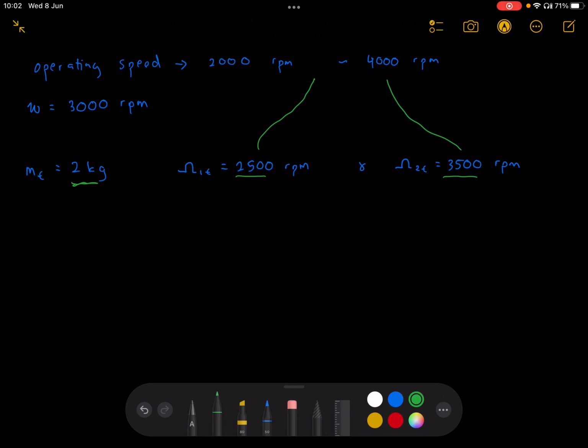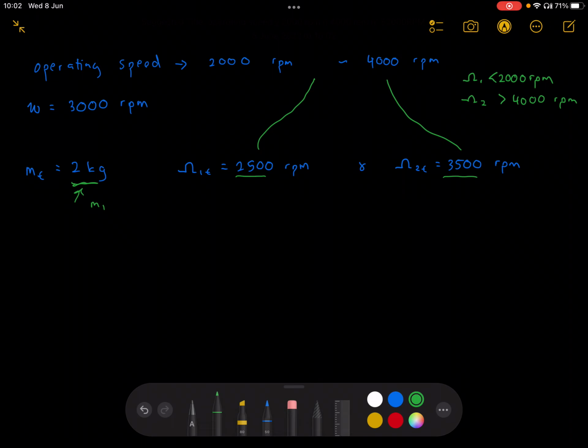When we want to design the absorber, we must make sure that the natural frequencies lie outside the range. It means the first natural frequency of the system must be below 2000 rpm, and the second one must be over 4000 rpm. So this is the concept of the vibration absorber. As I mentioned, the trial gives us the opportunity to determine the mass of the system, which is mass 1.